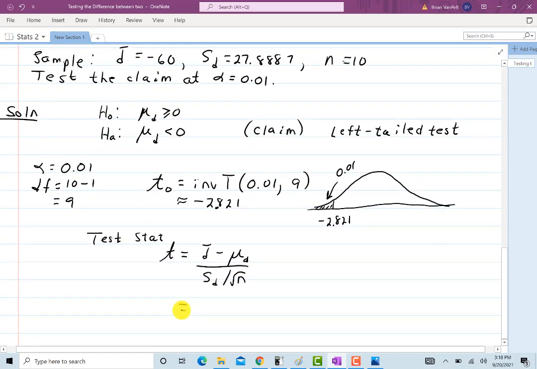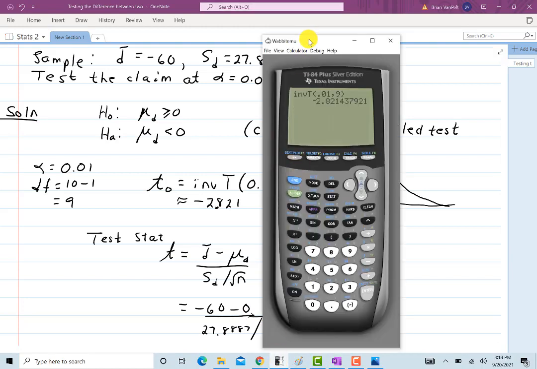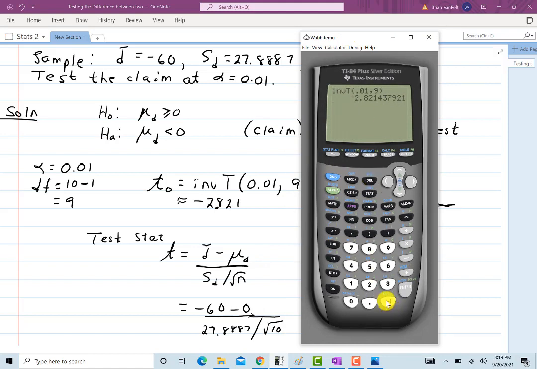My d bar was negative 60. Mu sub d, like normal, is 0. S sub d is 27.8887, and then divide by the square root of 10. Now on your calculator, watch how I enter it. I'm going to start with the negative, so don't forget you can't just put minus, you have to put that little negative, 60, and then divide.